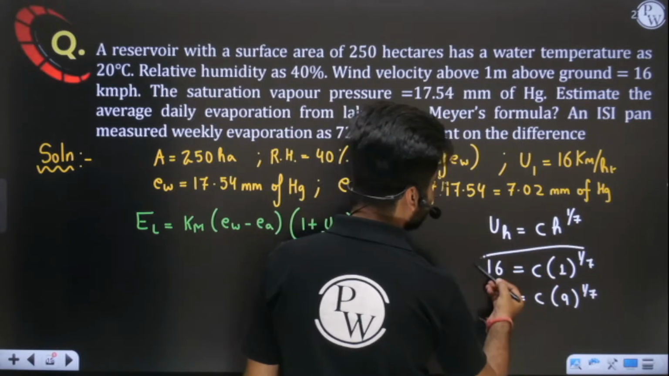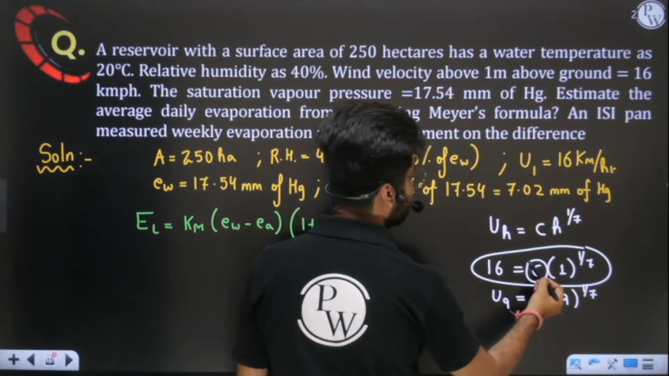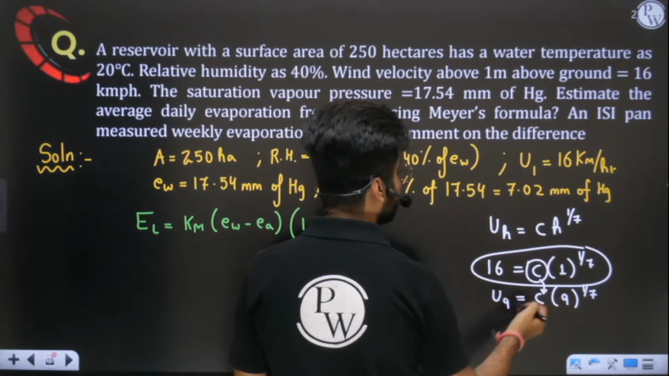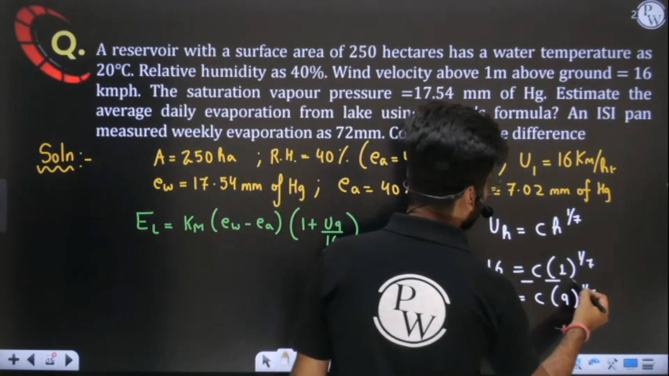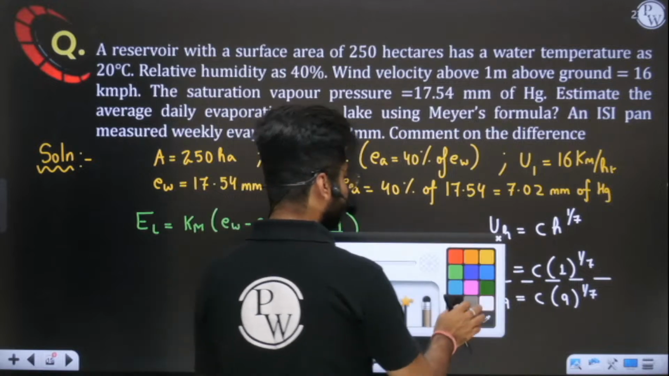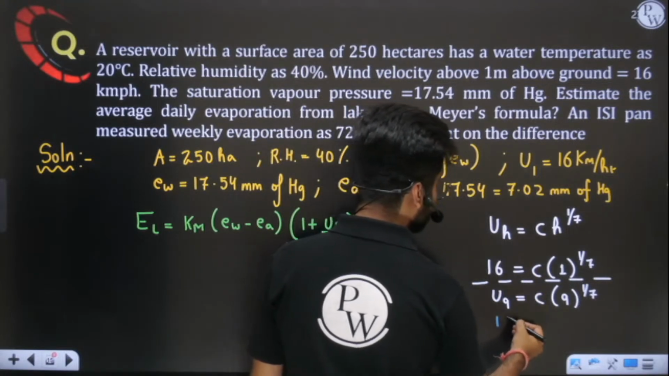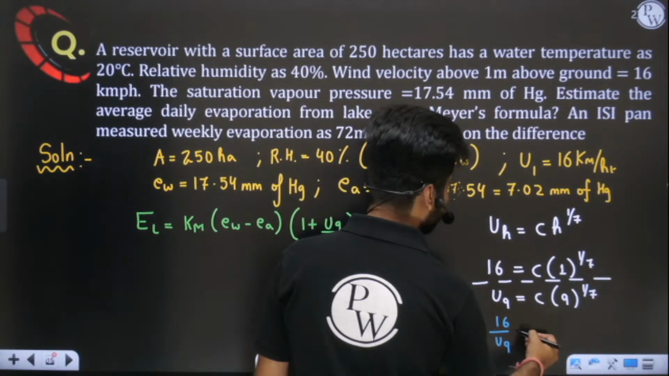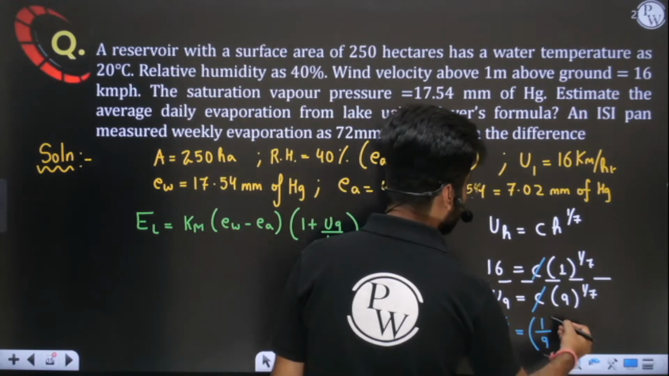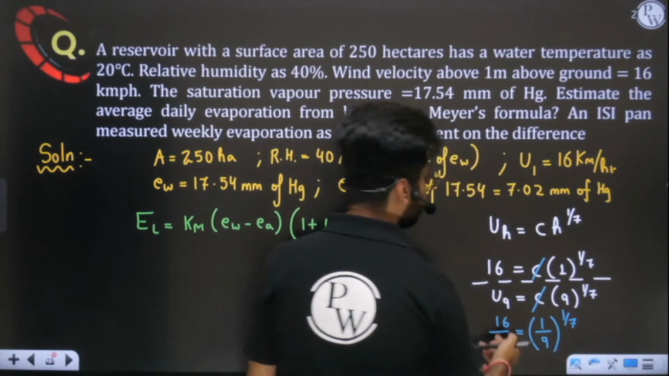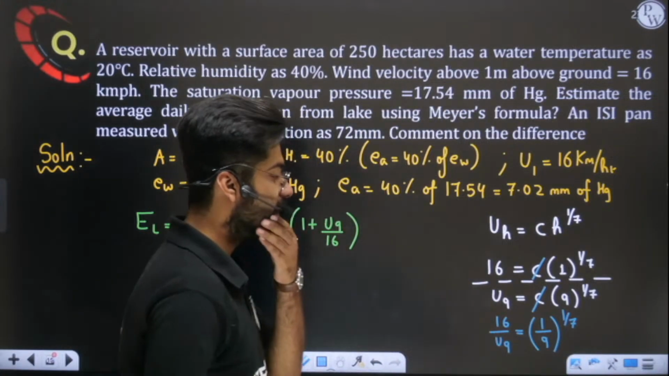From this equation, you have to find C, and from this C you have to put it here and find U9. If you simply divide them, we will get the value of U9. So 16 upon U9, C and C will get cancelled, 1 upon 9 power 1 by 7. So from here we will get U9, the velocity at 9 meter.